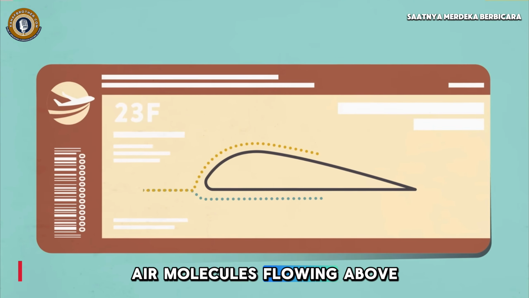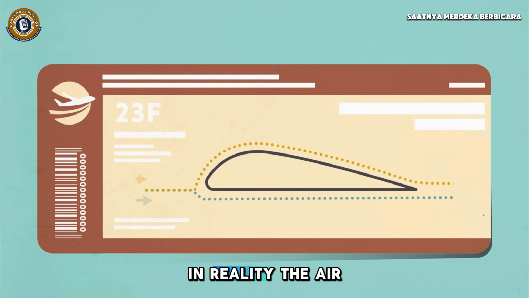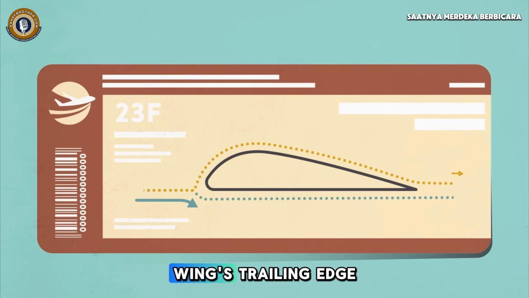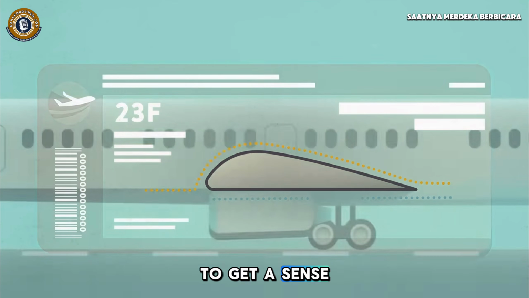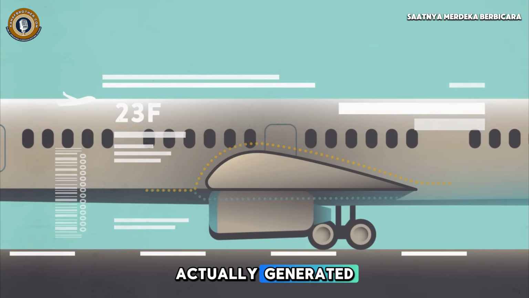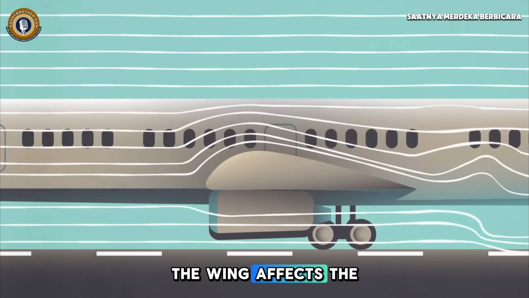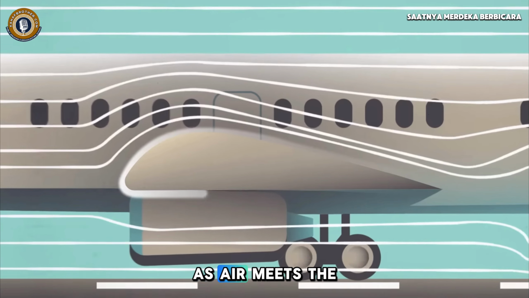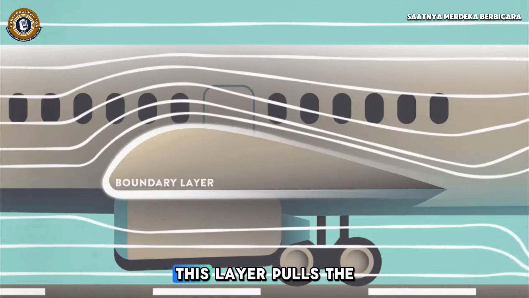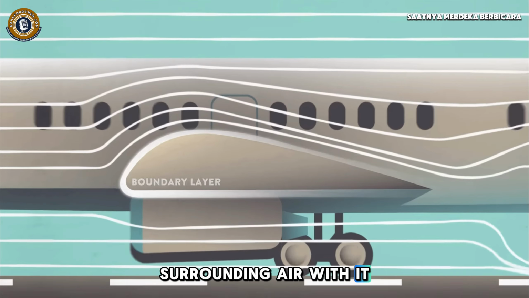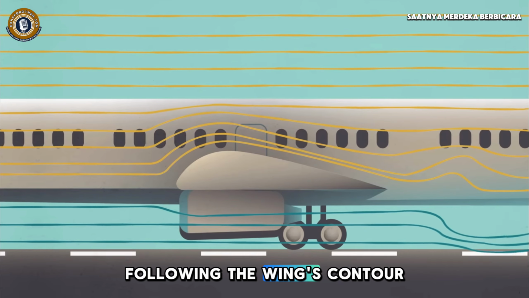Air molecules flowing above and below the wing don't need to meet back up. In reality, the air traveling above reaches the wing's trailing edge much faster than the air beneath. To get a sense of how lift is actually generated, let's simulate an airplane wing in motion. As it moves forward, the wing affects the movement of the air around it. As air meets the wing's solid surface, a thin layer sticks to the wing. This layer pulls the surrounding air with it. The air splits into pathways above and below the wing, following the wing's contour.